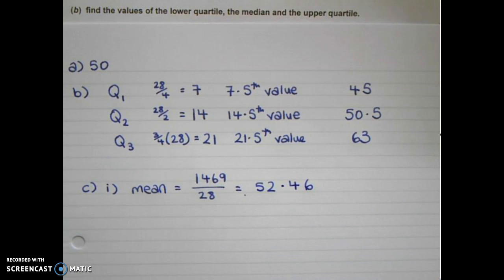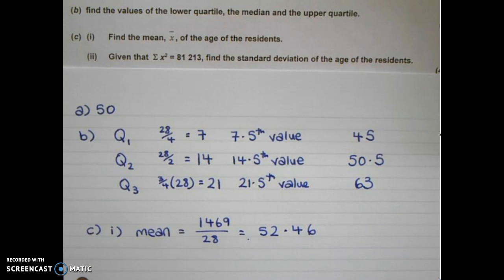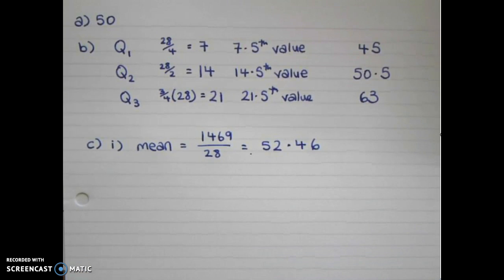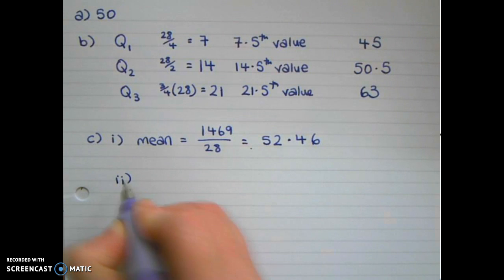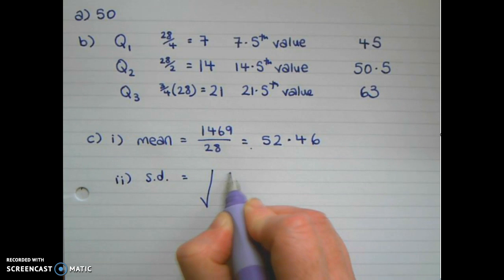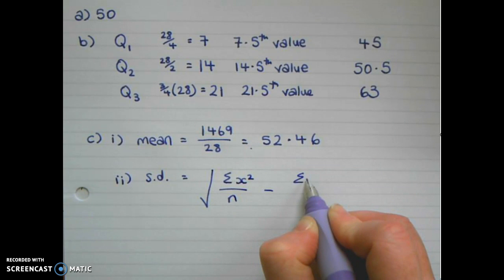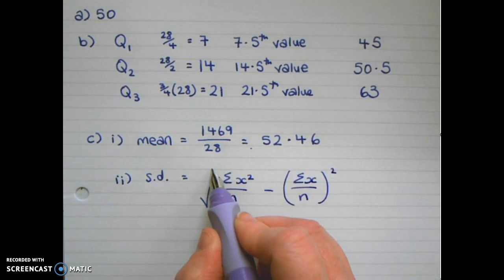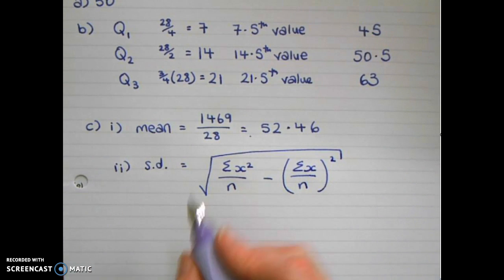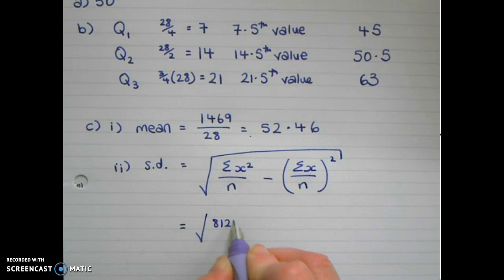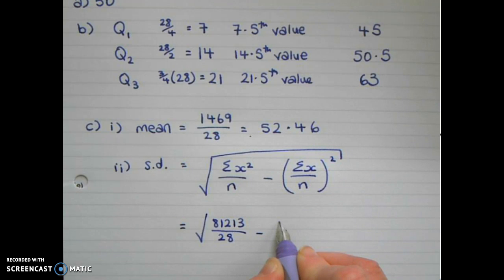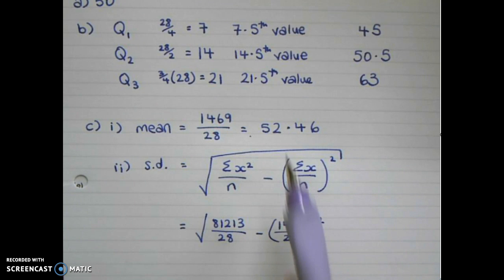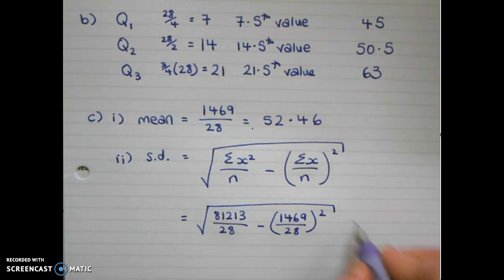That's the mean. The second part of that question says, given that sigma x squared equals 81,213, find the standard deviation. The formula for standard deviation is the square root of sigma x squared over n, minus sigma x over n, all squared. If we put in our values, that's the square root of 81213 divided by 28, minus 1469 divided by 28, squared. Notice I've already worked that out as a decimal, but to keep it more accurate, I'm putting in the fraction again, so I'm not losing any rounding marks. If I put that in, I should get 12.16 as my standard deviation.